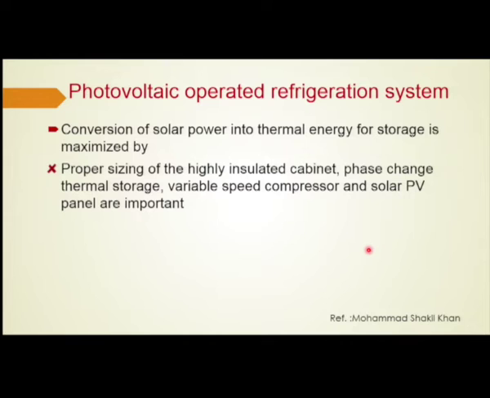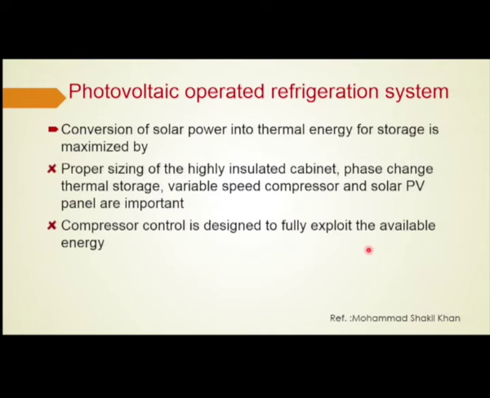The highly insulated chamber is to be sized properly, and the phase change thermal storage. What should be the size of the phase change thermal storage? Variable speed compressor, solar PV panel: the size, the capacity of the solar PV panel, the wattage, those things are to be sized properly. These are all very important for maximizing the conversion of solar power into thermal energy.